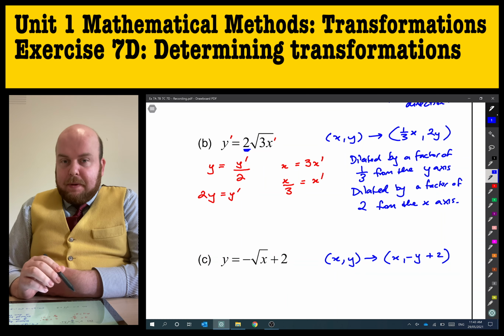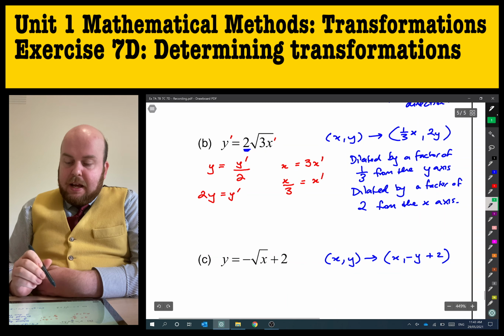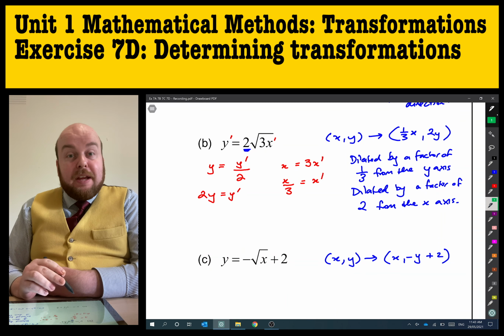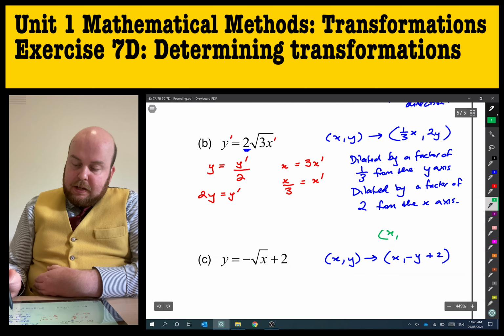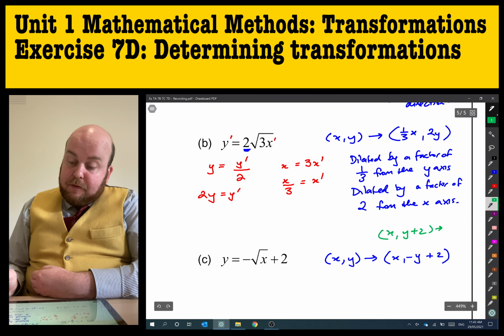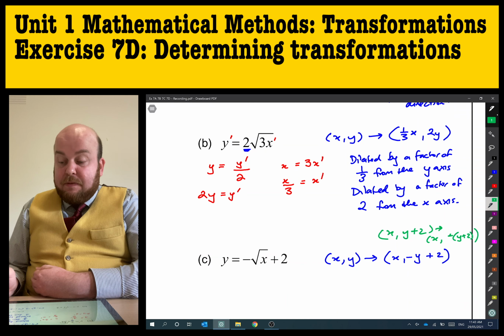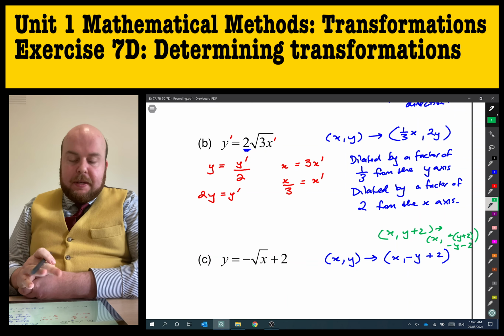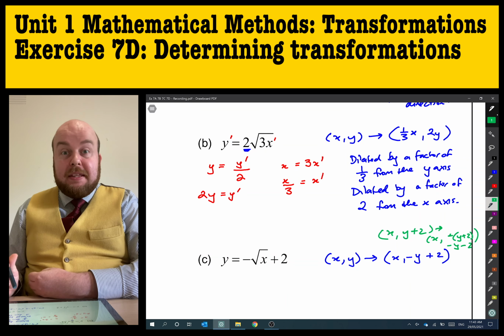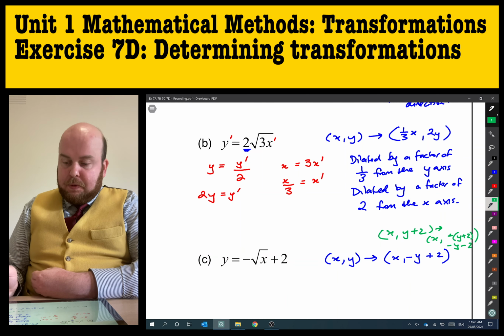Now, what would have happened if I had said it the other way around? If I had gone and said that it was moved up by 2 and then reflected, it would have ended up becoming, so it would start by, we'd have y plus 2, and then that would have become x brackets negative y plus 2. And then suddenly that would become negative y minus 2. So it would have been going down, which is not what's happened here. It has been moved up. So this is another example where this sequence of transformations is very important.